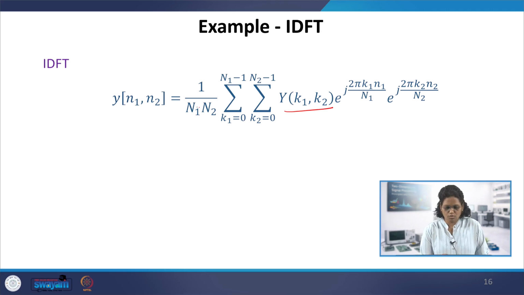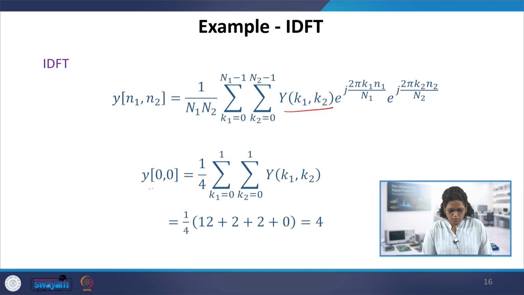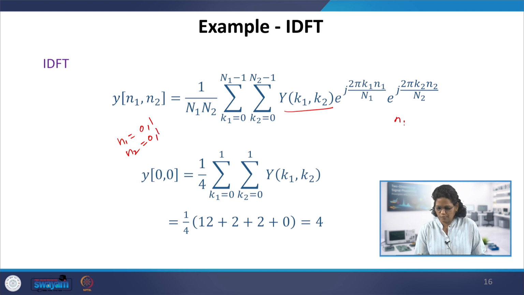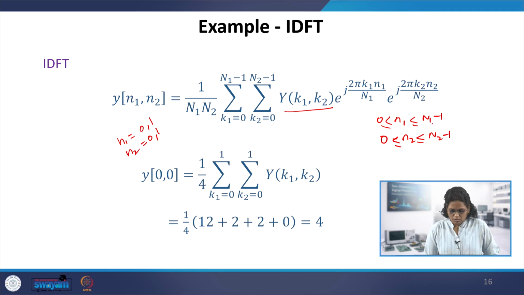These are 2 and 2, so it's 1 by 4. So we compute y of 0, 0. So n1 is also varying 0, 1, and n2 is also varying 0, 1. Okay, so in this case, n1 is between n1 minus 1 and 0, and n2 is between n2 minus 1 and 0. So k1 varies from 0 to 1, and here also, from the multiplied frequency domain coefficients, we get this 4.